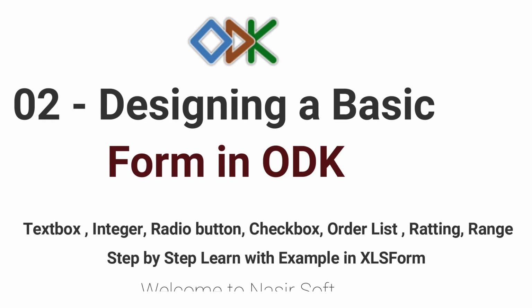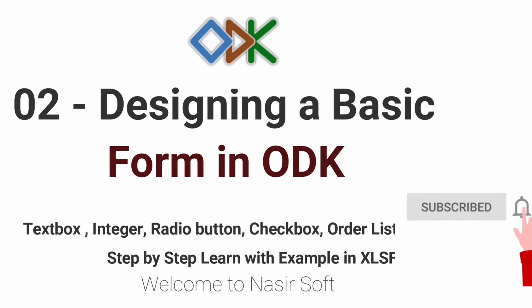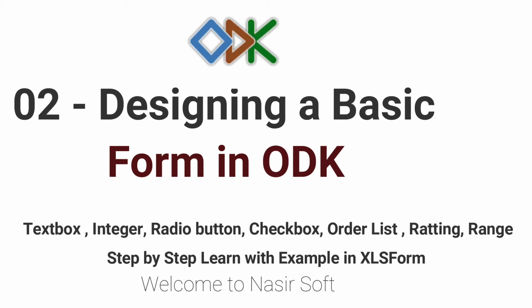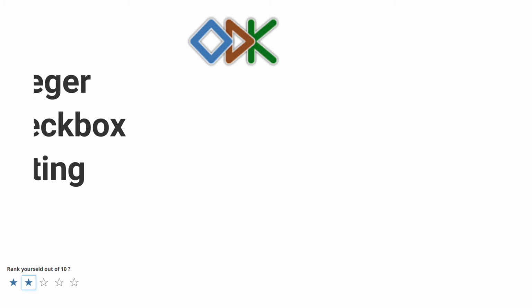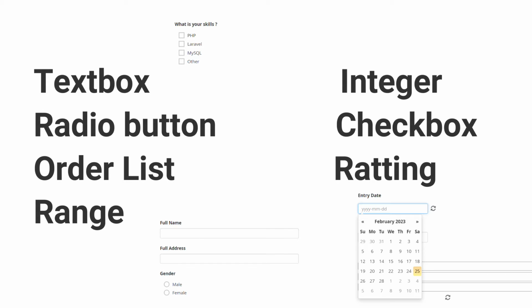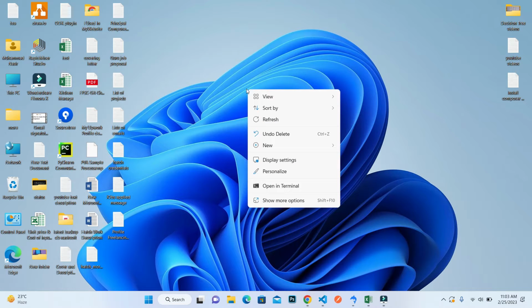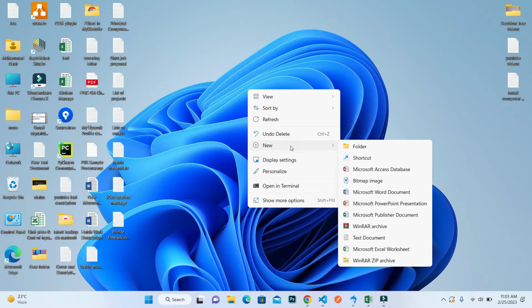This is the second video of the ODK tutorial series, and in this video we are going to start developing a small ODK application. I will show you how you can design the form. In this tutorial you will learn about adding text boxes, integer, radio button, checkboxes, order list, rating style, and ranges.